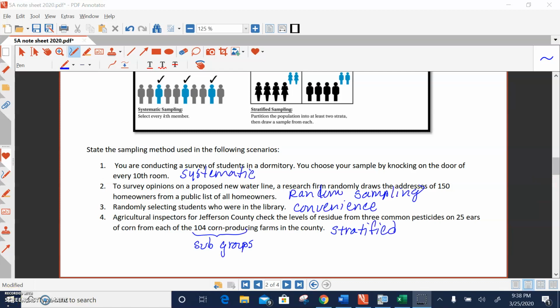So here are the sampling methods that were used. Conducting a survey in the dorm room, knocking on every 10th room, systematic. And actually, I'm going to run out of video in 10 seconds, so I'm going to have you look at that. I'm going to end the video here and start the next one with this topic.